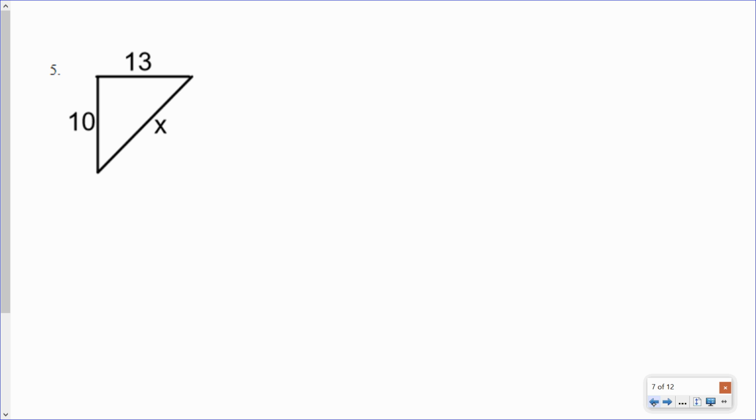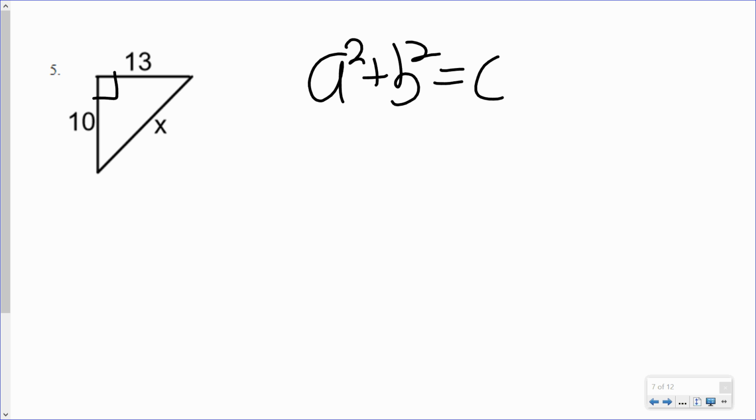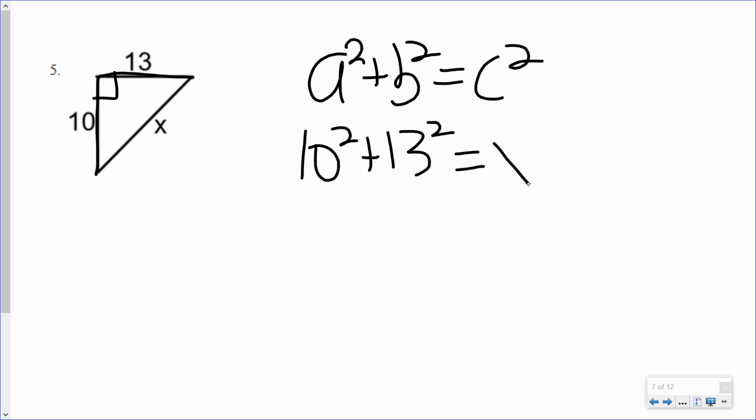Okay, now that you tried number 5 on your own, I'm going to go over it. I see a right triangle. Only the sides are involved. A squared plus B squared equals C squared. A and B are the legs, the straight sides. 10 squared plus 13 squared are the legs. C is the hypotenuse, the long slanted side, that's x.